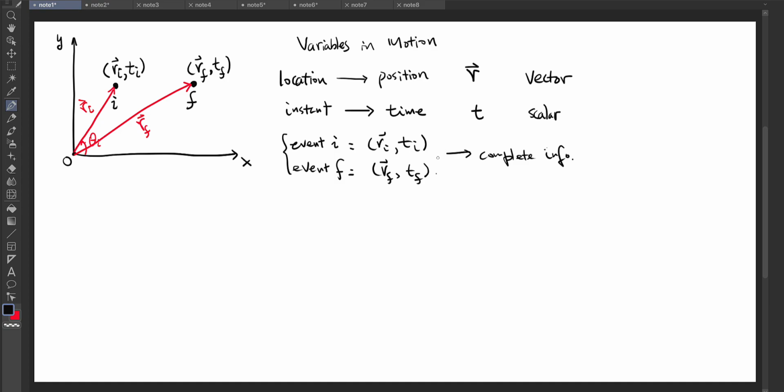However, it's not actually that complete, because people will also be interested in knowing how the object changes from the initial to the final position. And that will involve the subtraction of these two events.